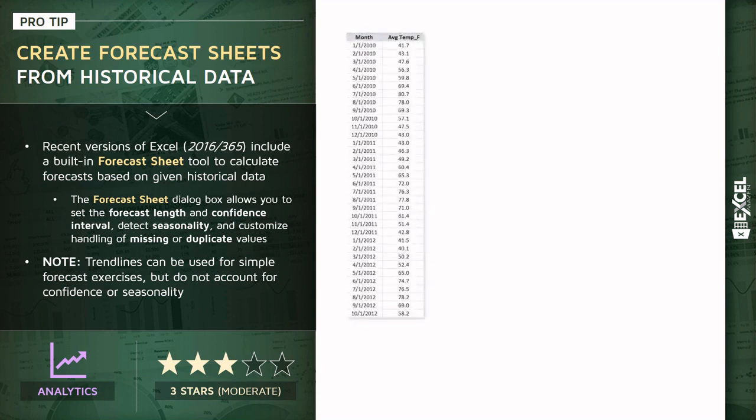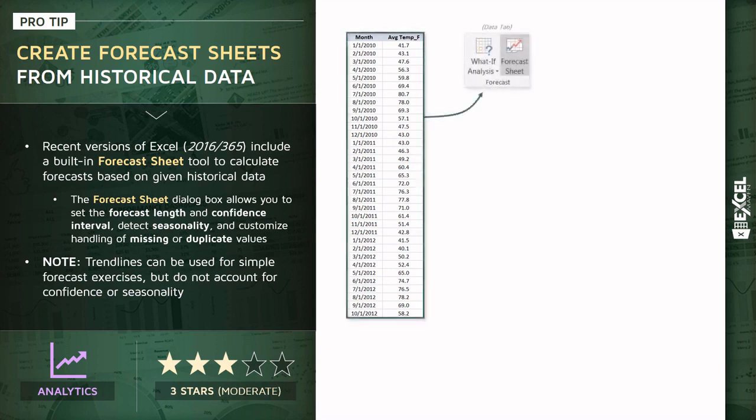So for instance, if we have basic data like this, monthly average temperatures, which in this case actually continue to extend through about 6 years worth of data, what we can do is select both of those columns, including the month or the date indicator, as well as the values, drill into the Data tab, and click on the Forecast Sheet tool right next to the What If Analysis options.